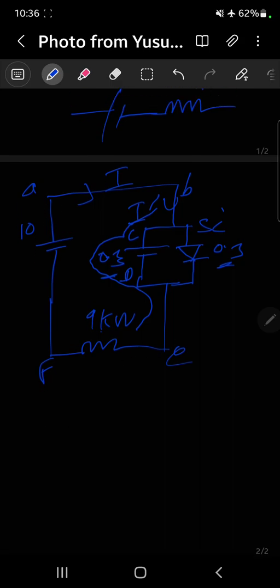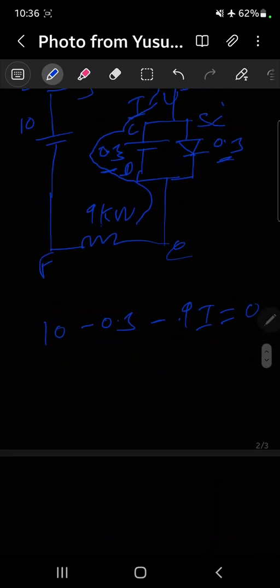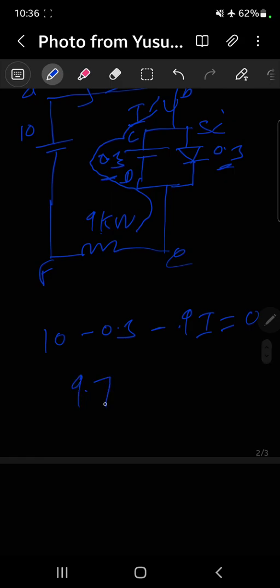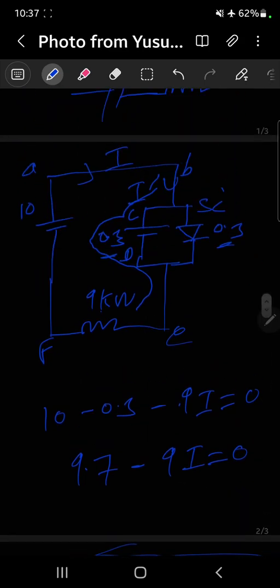Okay, 10 volt minus 0.3 volt minus 9 into I equals to 0. Now here I will find the value of I. 10 minus 0.3 is 9.7, minus 9 into I equals to 0. So here I equals 9.7 upon 9 milliampere. Okay, this is I.